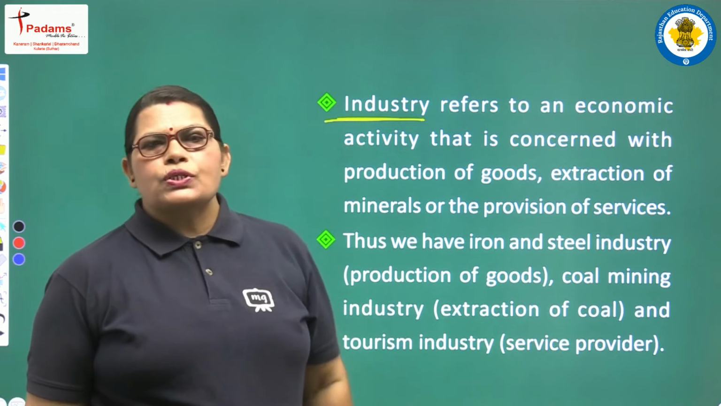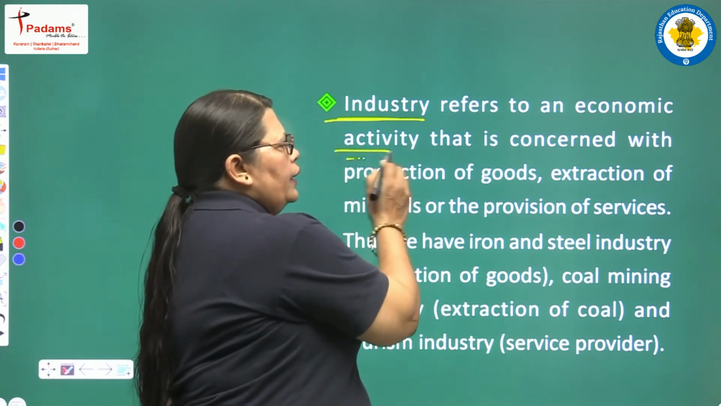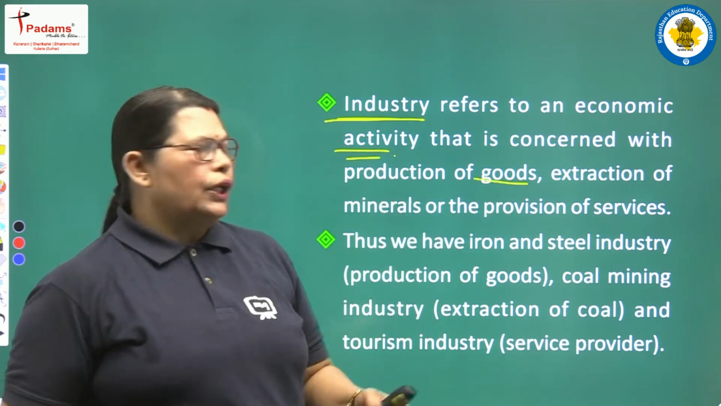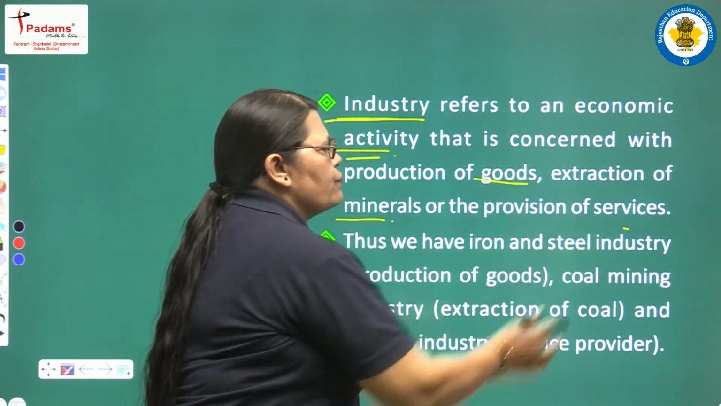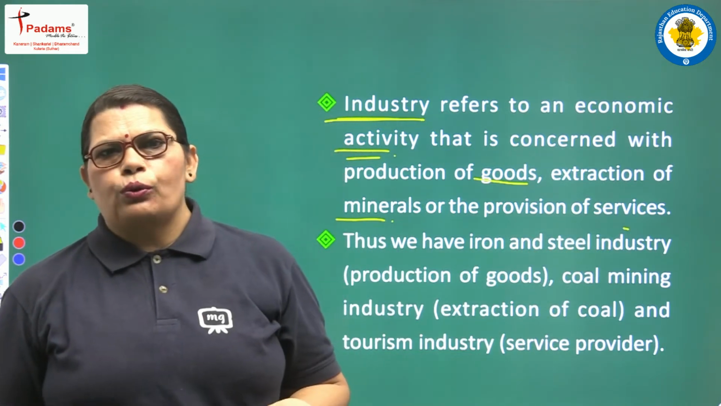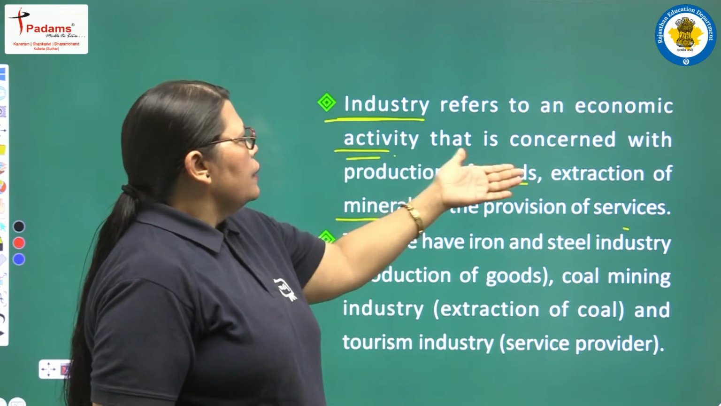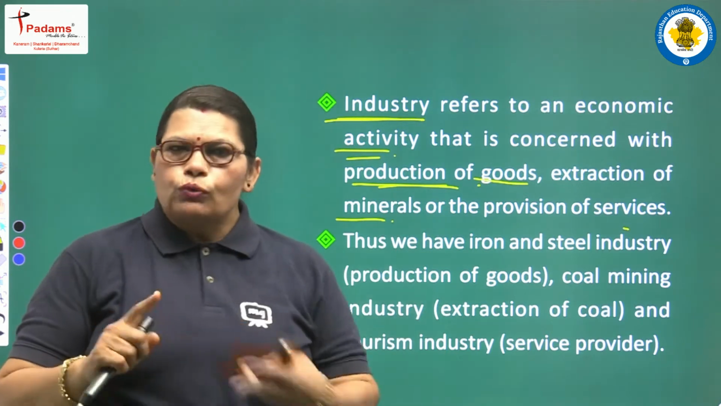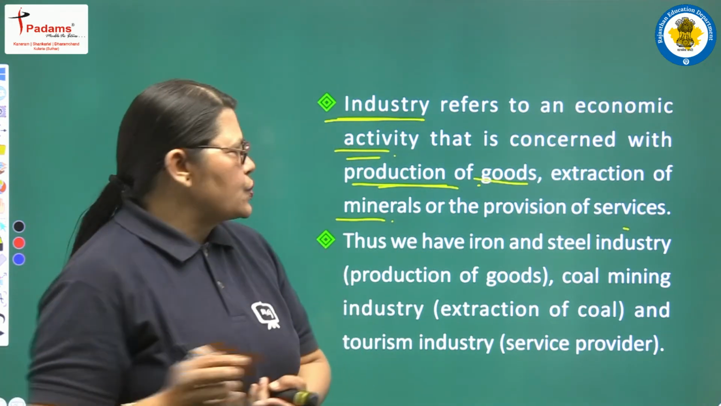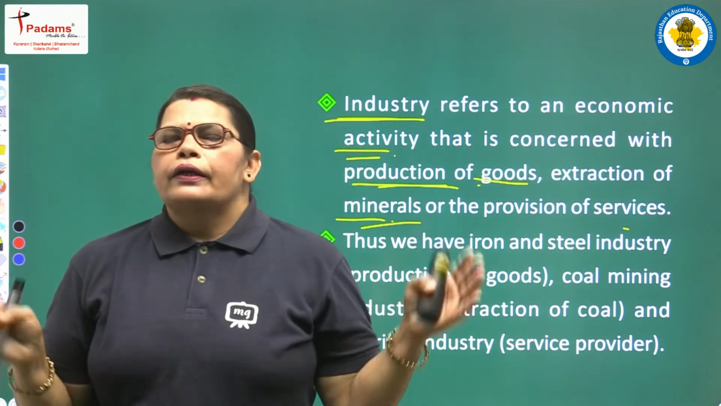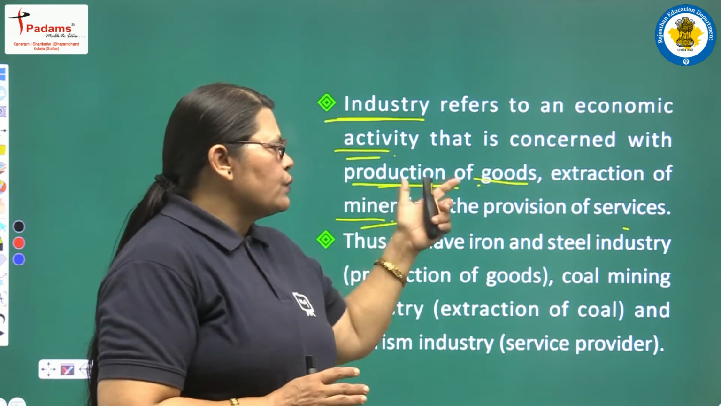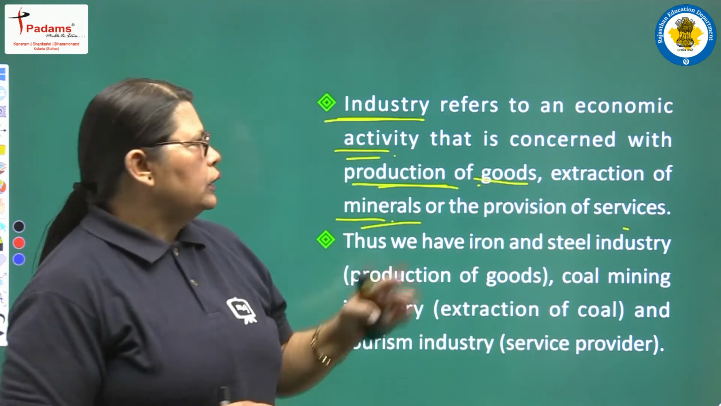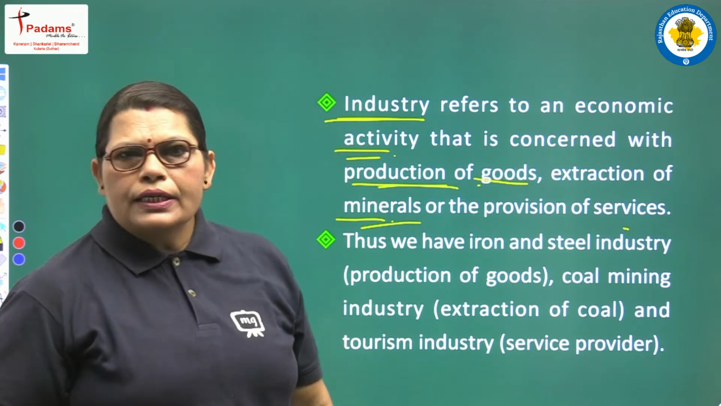Industry refers to an economic activity that is concerned with the production of goods, extraction of minerals, or the provision of services. It means different kinds of things are going on in industries. First, the production of goods. Second, the extraction of minerals from different ores or rocks. The last one is the provision of services, different services provided by different authorities. All these things are included in the part of industries.